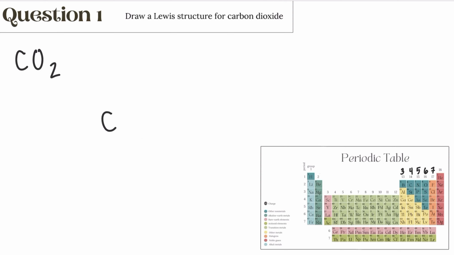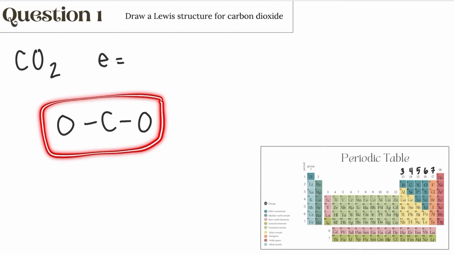So CO2, and I'm not taking angles into account for this because I think that comes a little farther down the process. Next, I want to figure out how many electrons should be surrounding this structure.